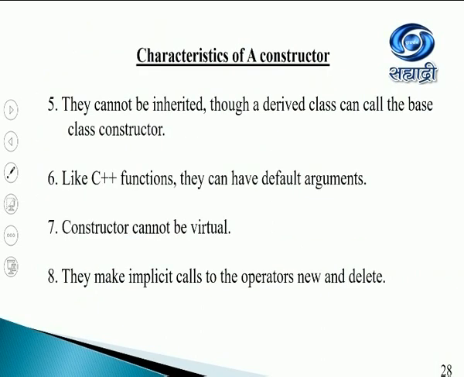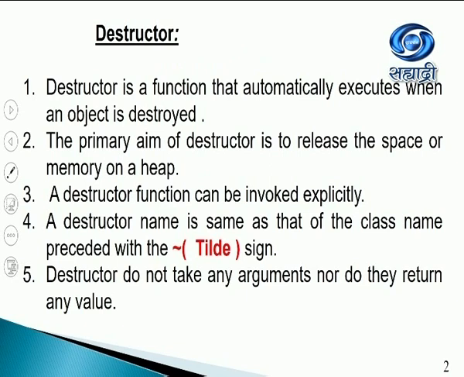Now, the other points are for our future references where we are going to study inheritance, but we'll just look at them. They cannot be inherited. Then they can have default arguments. You remember we have done default arguments in the last lecture. They cannot be virtual, and they can make an implicit call to the operators new and delete, which are the memory allocation operators. Unlike constructors, we have destructors.